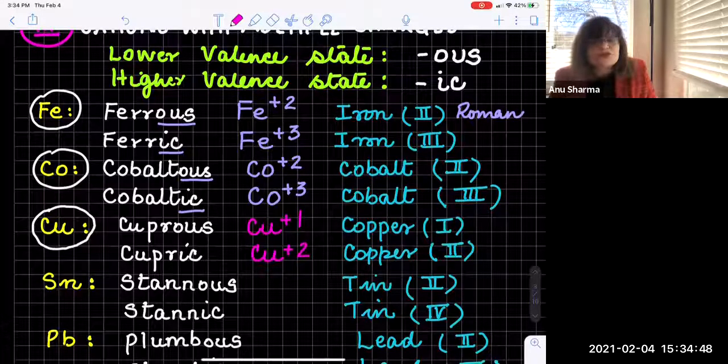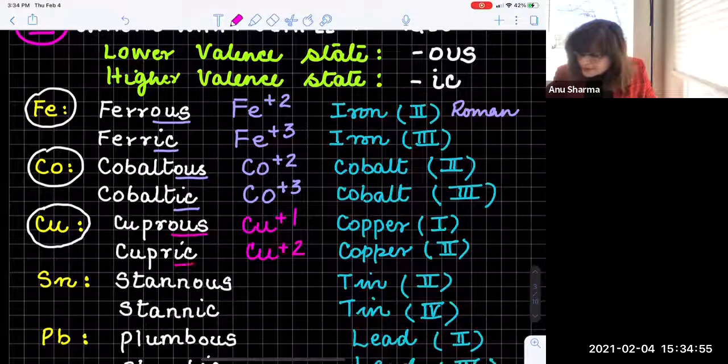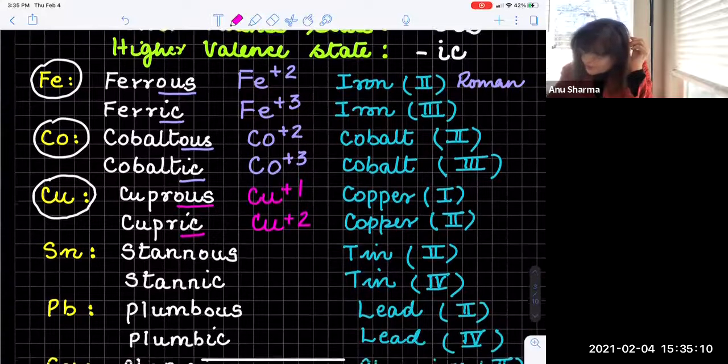Cupric is the +2 oxidation state. So copper in the +1 state is cuprous, and copper in +2 is cupric. That's the highest charge that copper can have, and again, all that relates to electronic configuration. Okay, so we have here copper with +1 and copper with +2, like the valence charges.